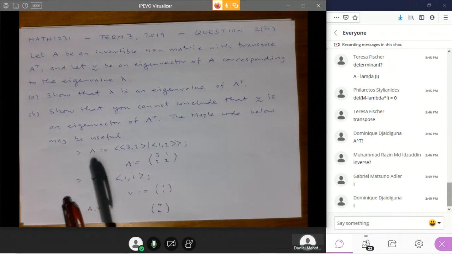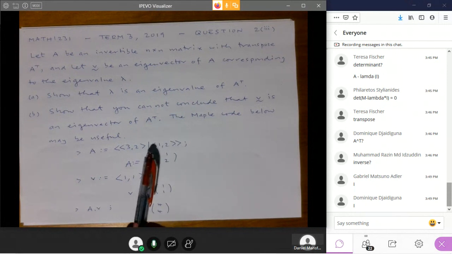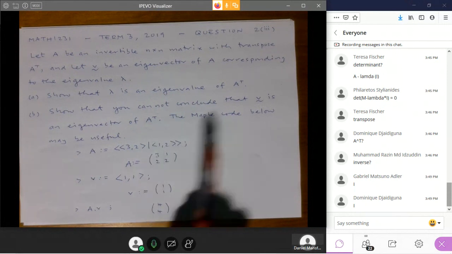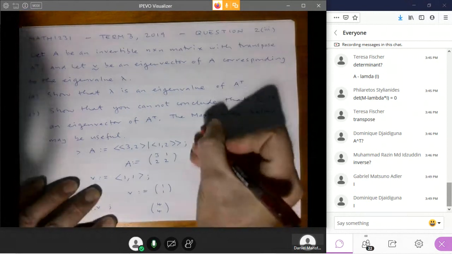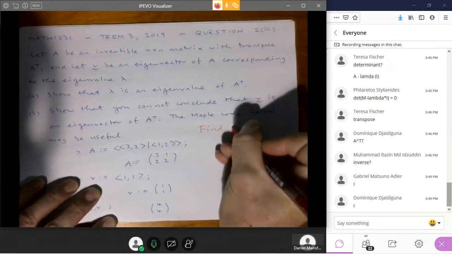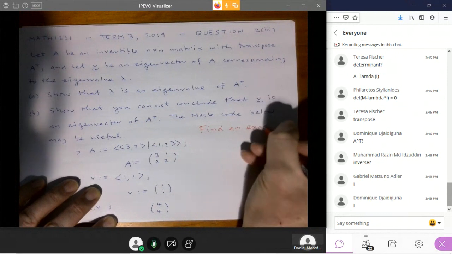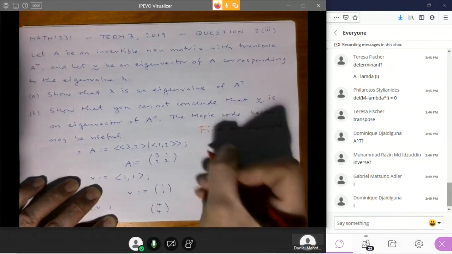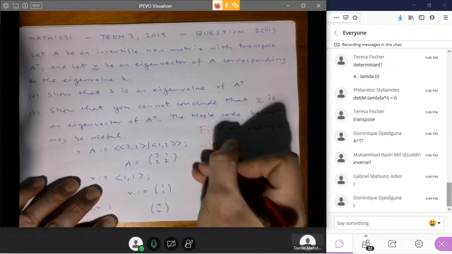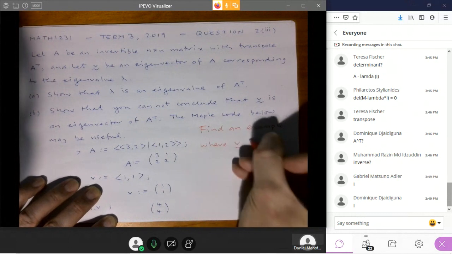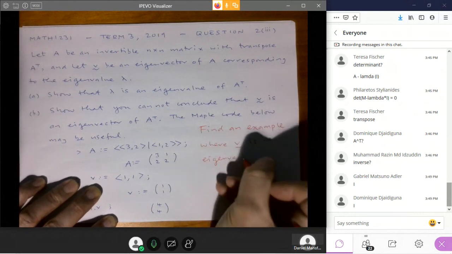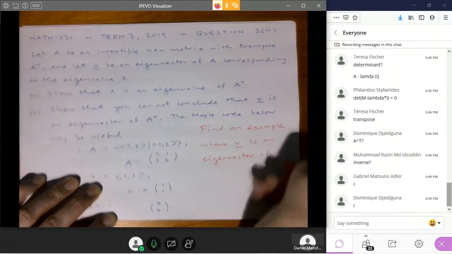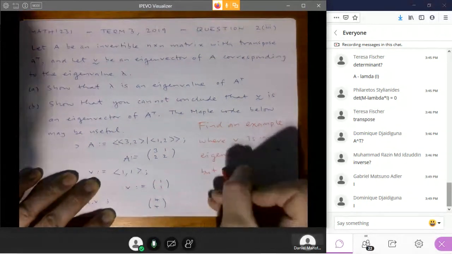I can't conclude it because I don't know anything about eigenvectors. Well, I don't think that's the answer we're looking for. So what they mean is find an example where V is an eigenvector of A, but not an eigenvector of A transpose. Let's rewrite the question that way. So find an example, in other words, find a matrix A and a vector V. Find an example where V is an eigenvector of A, but not of A transpose.